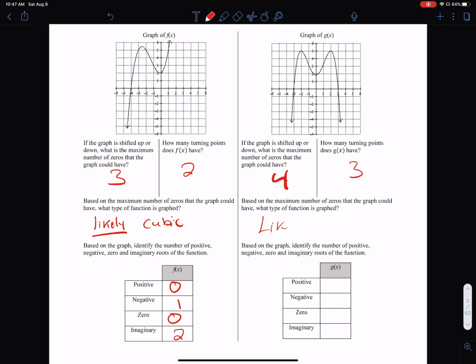Based upon the max number of zeros of the graph, what type of function is graphed? It's likely quartic, 4th degree. It's definitely even because the end behaviors are the same. How many positive zeros are there? There's 1 right here, and there's 1 negative. It doesn't cross at 0 with a y value of 0. So if this is likely quartic, that means the number of imaginary roots has got to be 2.